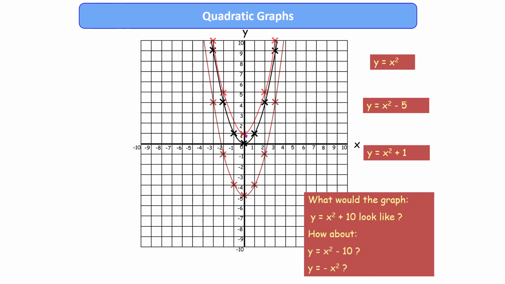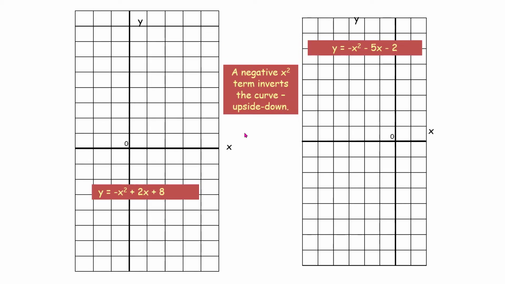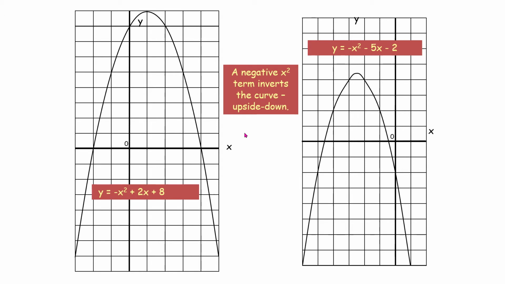Well, what would those look like? The y equals x squared plus 10 will look like a U, but the y-intercept will be plus 10. For y equals x squared minus 10, it'll be minus 10. And remember what I said, y equals minus x squared. If it's a negative x squared, it's going to look like an n shape. This is what I mean, it will look like this, because of the negative in front of the x squared, and that causes the shape to flip round and it's no longer a U.